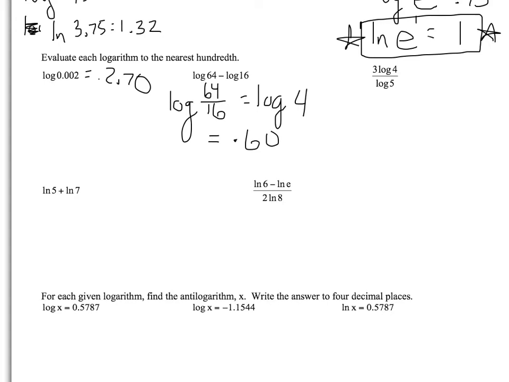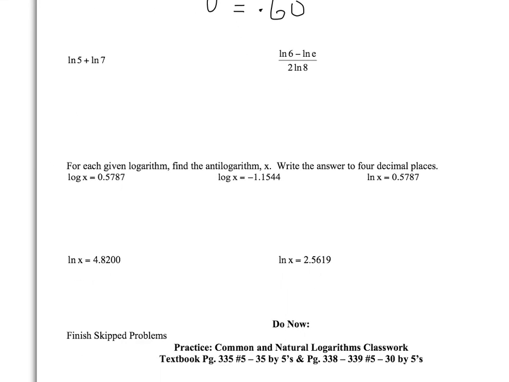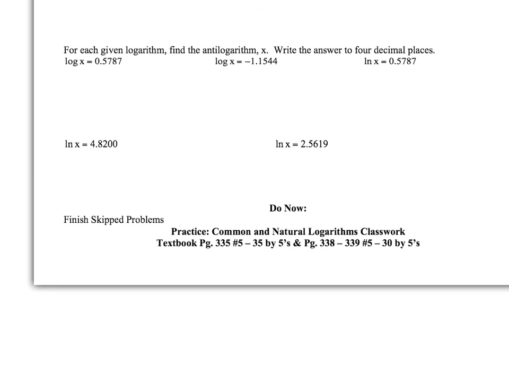I'm going to have you guys try the other three. Again, it's all calculator work. That shouldn't be too difficult for you at this point. Next part, for each given logarithm, find the anti-logarithm x. Write your answer to 4 decimal places.